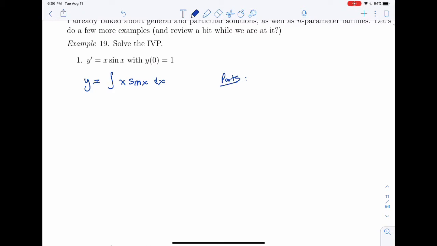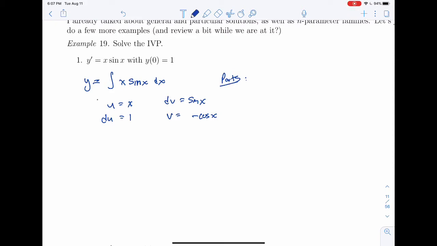There are tons of different ways that people learn this, but here's kind of how I do it. Pick the u, pick the dv. So this is an x times sine problem here. So u is just going to be x, and dv is going to be sine x, and then here we go, du is 1 and v is negative cos. Watch out for that minus sign. This is like the most missed minus sign in mathematics there.